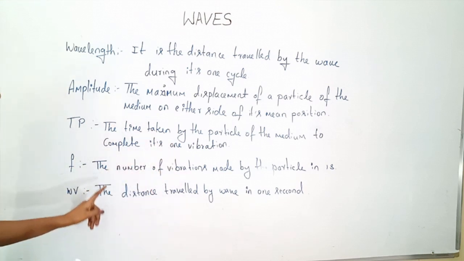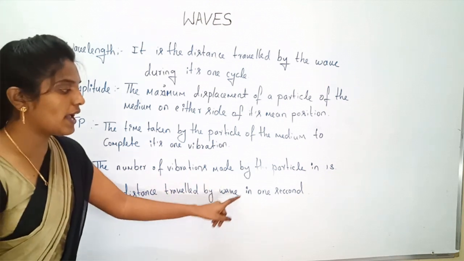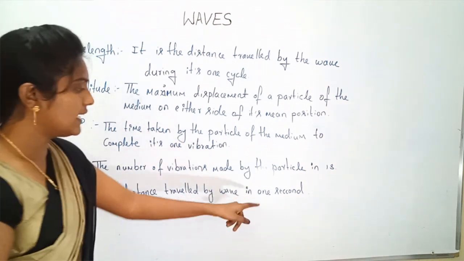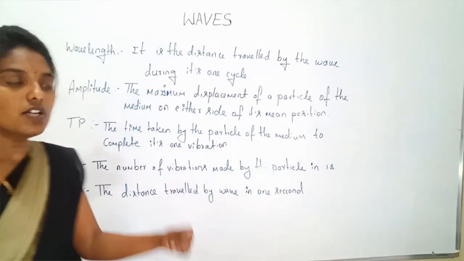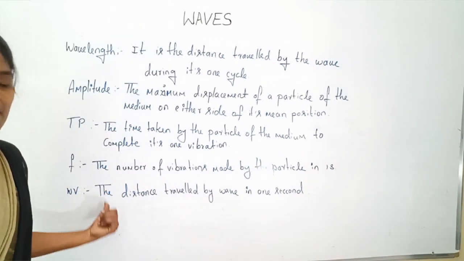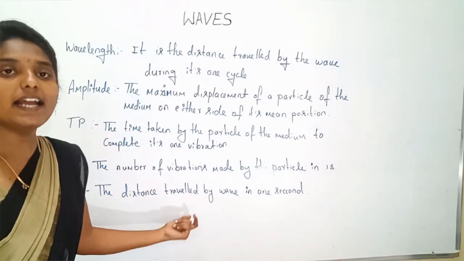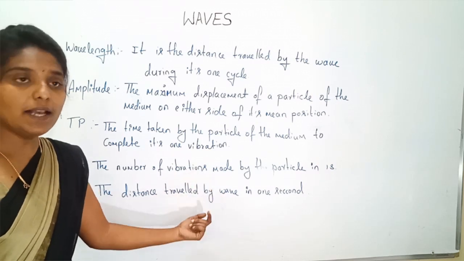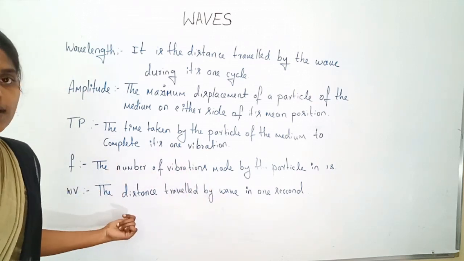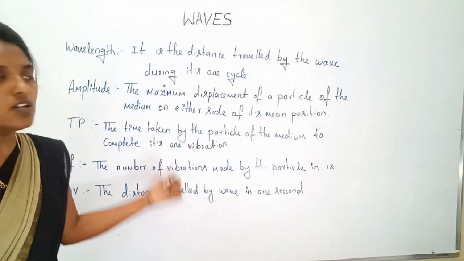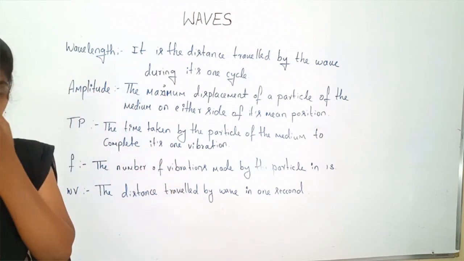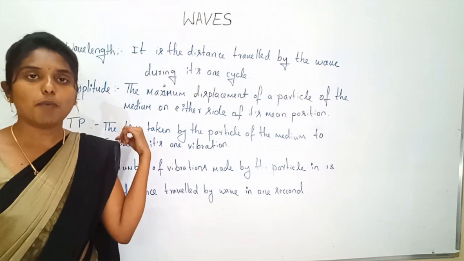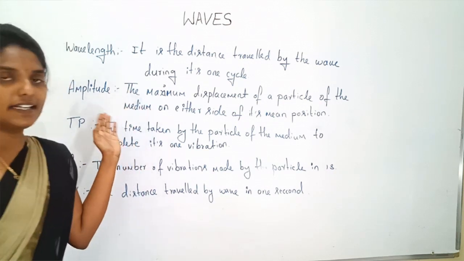And wave velocity is the distance travelled by the wave in 1 second. It is denoted by the capital letter V and its SI unit is meter per second. So these were the official definitions. If you need, pause the video and write them down.